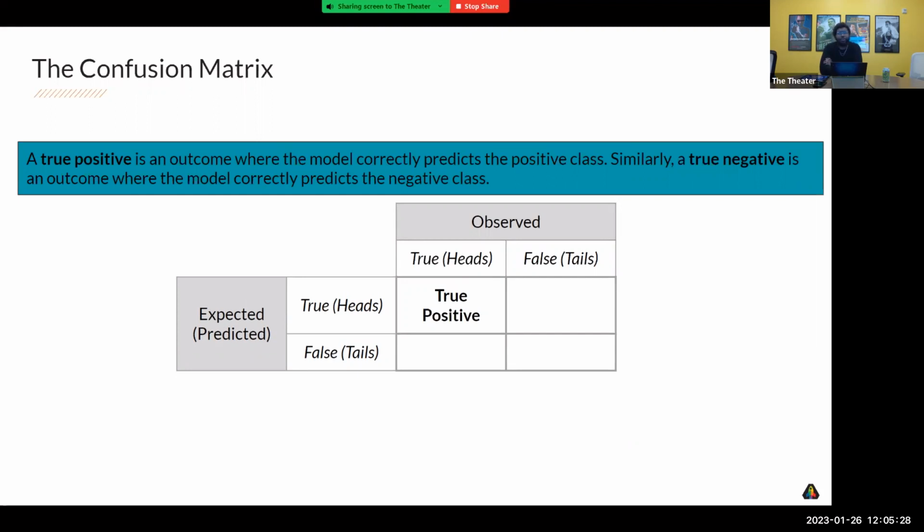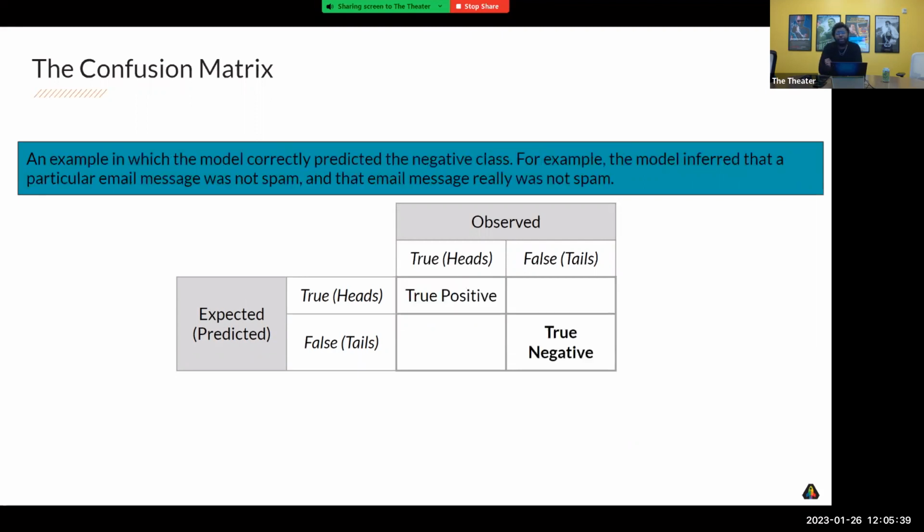So the first thing we have is we expected it to be true and it was observed as true, or what we call a true positive. Next, we'll have the opposite of that. So when we think it's false and it is false, we have a true negative here.